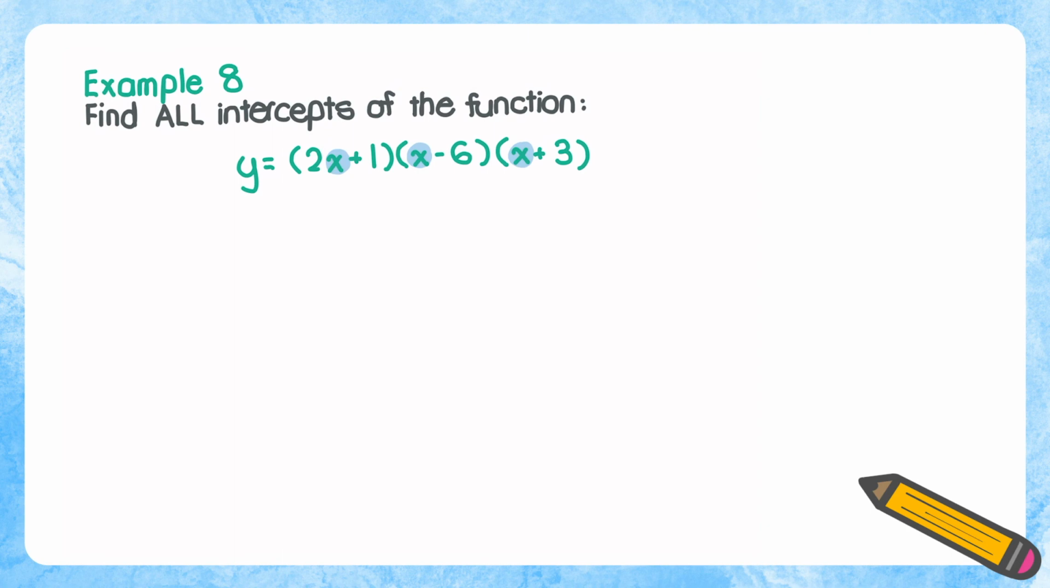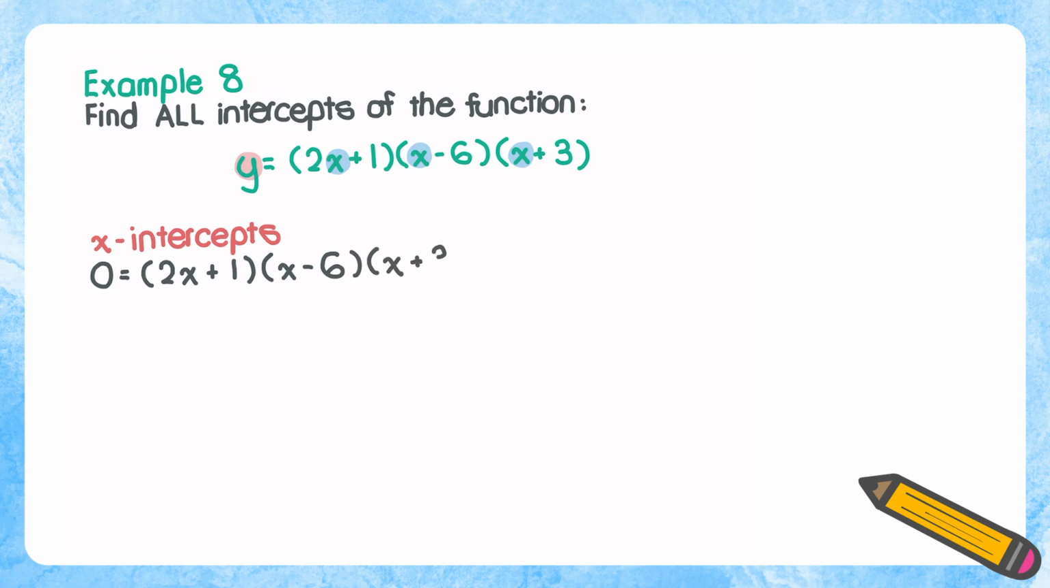Next, let's find the x-intercepts. What makes this one easier is that it's already factored for us, so we can jump straight into the zero product property. We set y equal to 0, so we have 0 equals 2x plus 1 times x minus 6 times x plus 3. And using the zero product property, we're going to have 3 potential solutions for x.